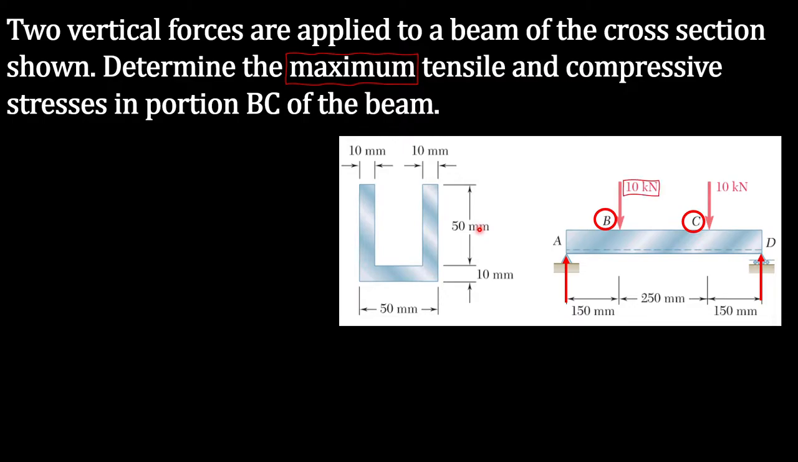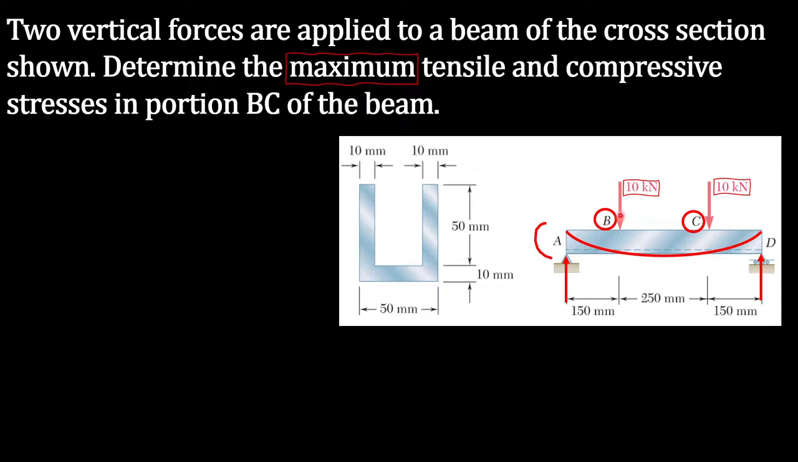In here we have two equal vertical forces applied on the beam at equal distances from support A and D. So as you can see, 150 millimeter, 150 millimeter. And visually you can conclude that these two external forces with these two reaction forces will cause the beam to concave up.